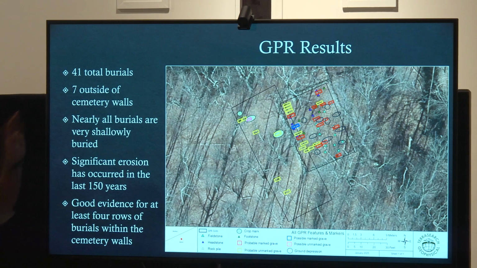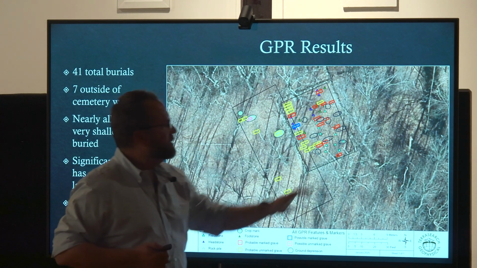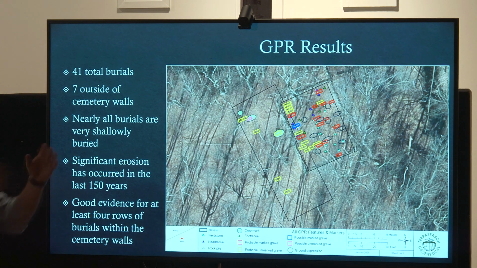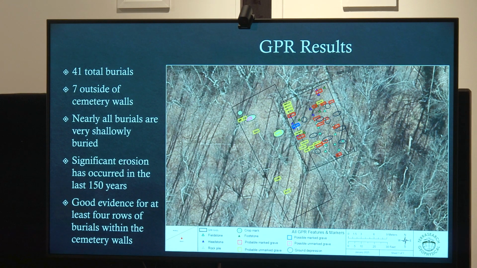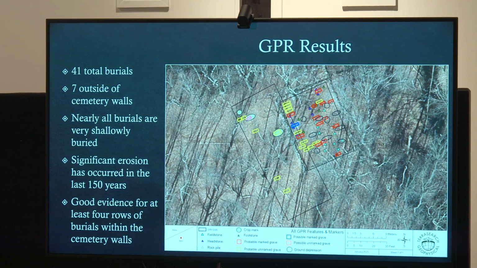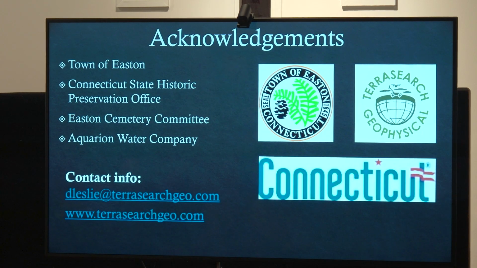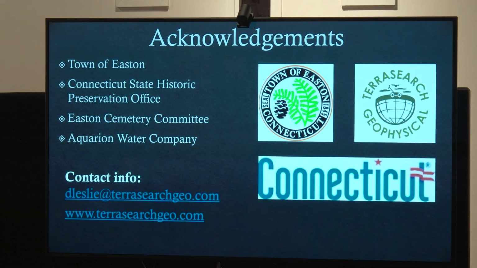So, also, I think there's good evidence for 4 sort of orderly rows of burials within the cemetery walls itself, and then sort of 2 rows outside of it. And that's sort of the evidence that we were able to marshal with the GPR survey, which again is built on a lot of historical research that came before us too. So I'll answer any other questions you all have.